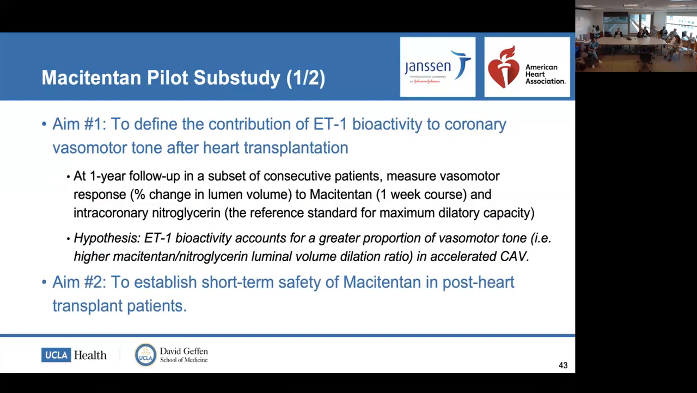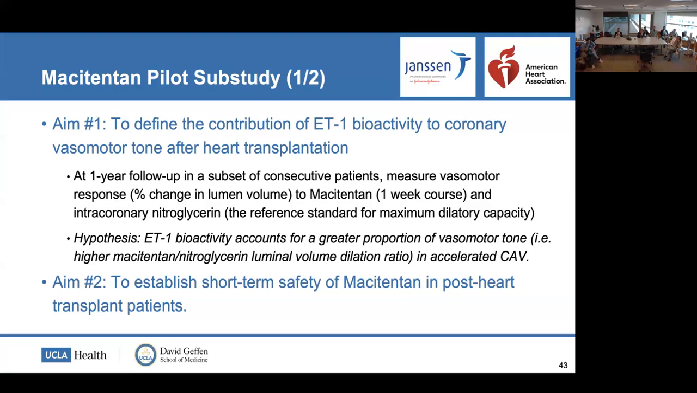What was interesting is this macitentan pilot sub-study we were able to nest within the main grant. The primary aim of this was to define the contribution of endothelin bioactivity to coronary vasomotor tone after heart transplant. It was basically repeating what the Gans group did at UCSF using the IV ERA, and actually giving them oral macitentan, which is sort of the latest generation endothelin receptor antagonist, 10 milligrams a day. And so we gave it to them for just 1 week, and this was sponsored by Janssen.